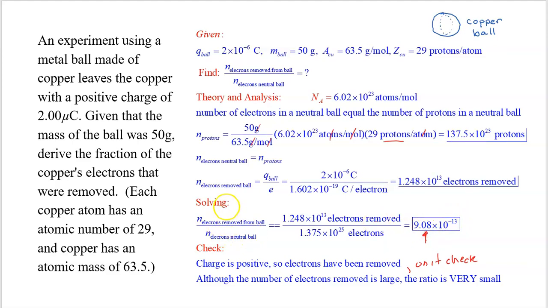And that's how we find the charge in the ball, and the number of electrons associated with that charge in the ball to begin with. All right, so that's it for this video, and hopefully that helps you understand the 5-step process.